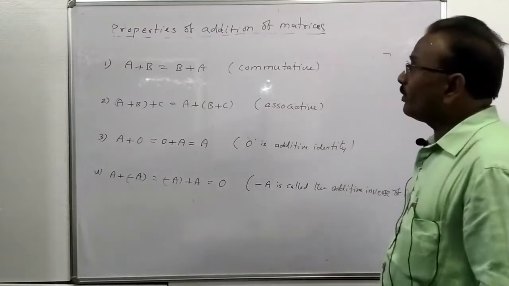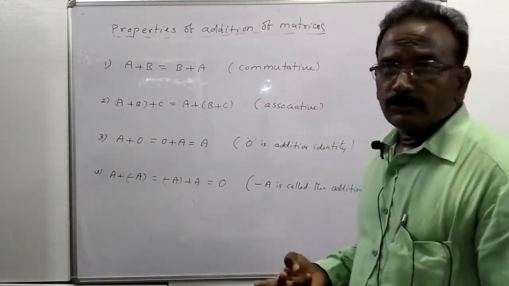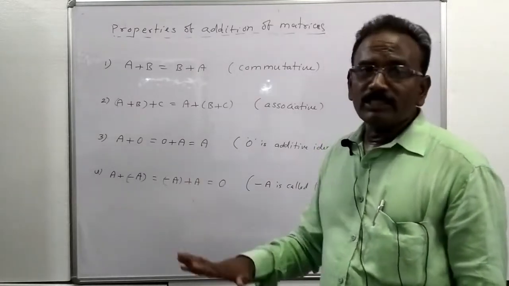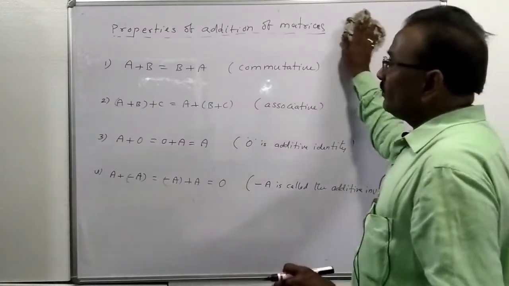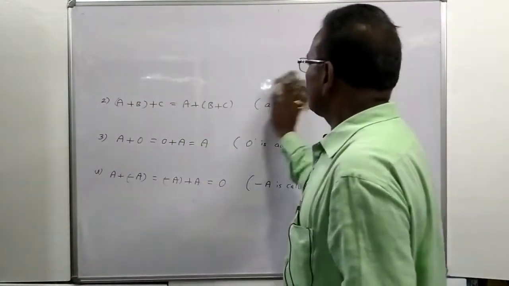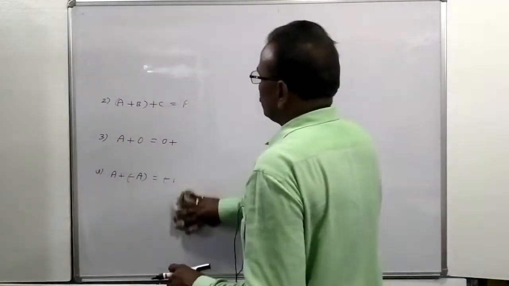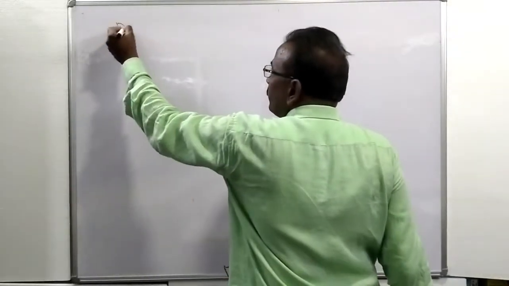So these are the four properties of addition of matrices. Matrix addition is commutative, matrix addition is associative, additive identity exists, and additive inverse also exists in addition. Similarly, subtraction of matrices, or difference of matrices.